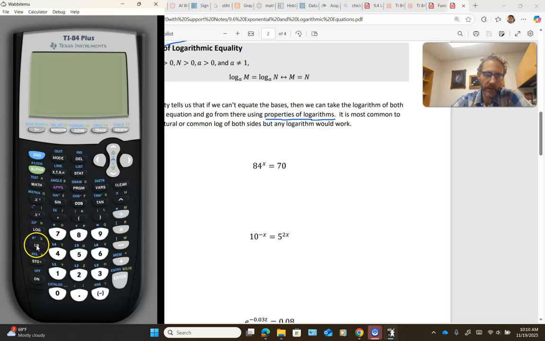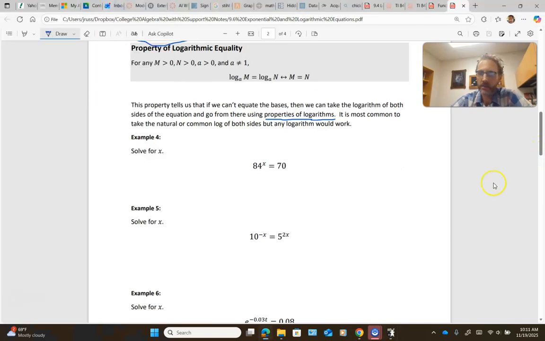And I think I'm going to arbitrarily choose to use the natural log. That's what a lot of books will do, but I just want you to know that it doesn't really matter. You can use the common log or you can use the natural log. You can use log base 5. It doesn't matter. Alright, so I'm going to use the natural logarithm, which means I will take the natural logarithm of both sides of this equation. That's what this property is telling us right here.